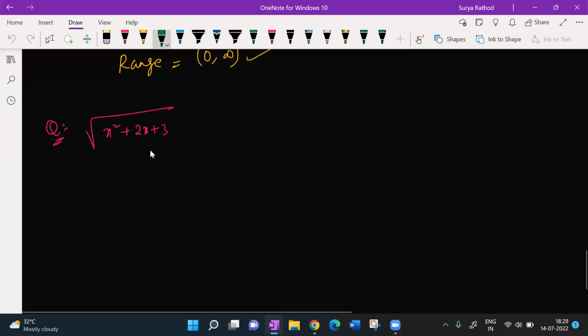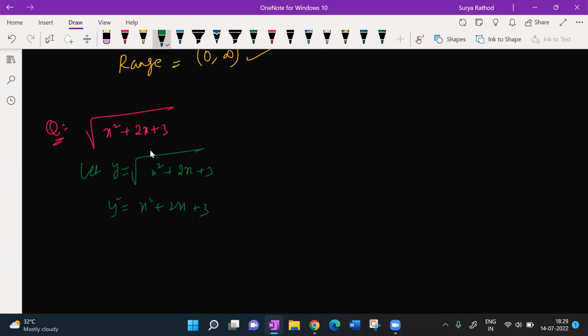See, this is my y function, right? Let y be equal to this. So y square is equal to x square plus 2x plus 3. So x square plus 2x is equal to y square minus 3. X plus 2 is equal to y square minus 3. So just solve this. Make it fast.